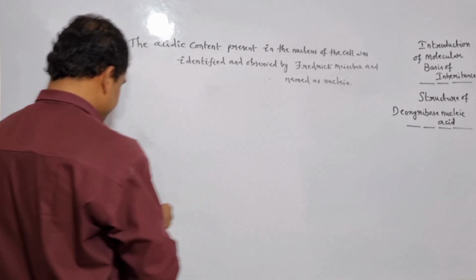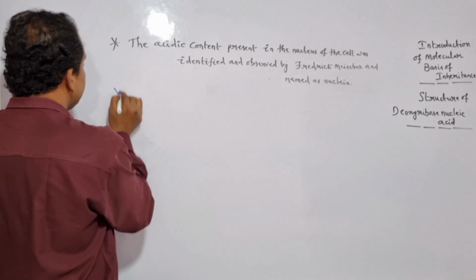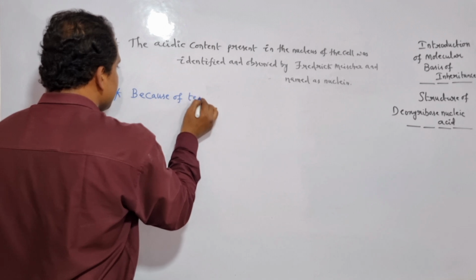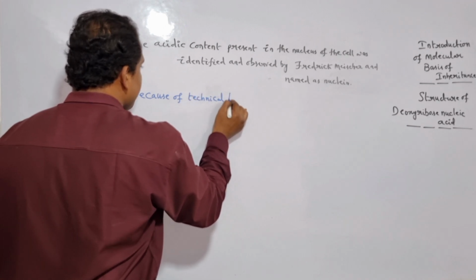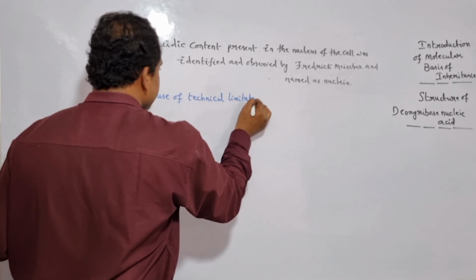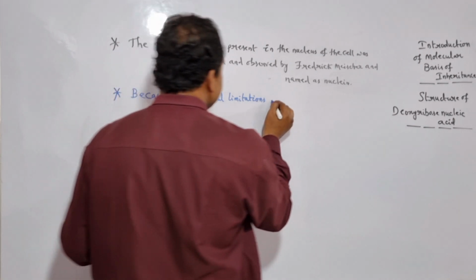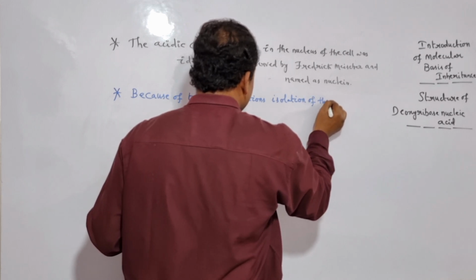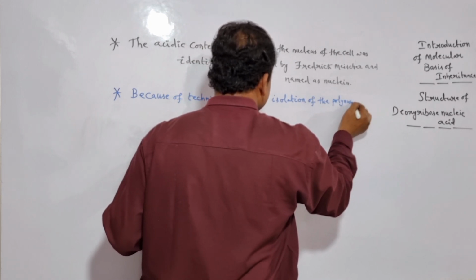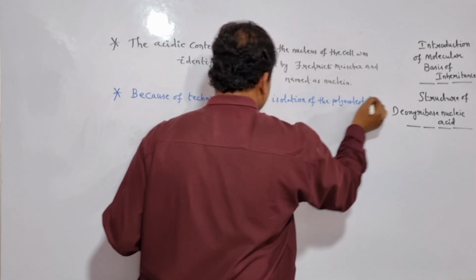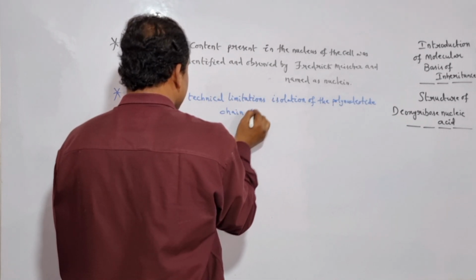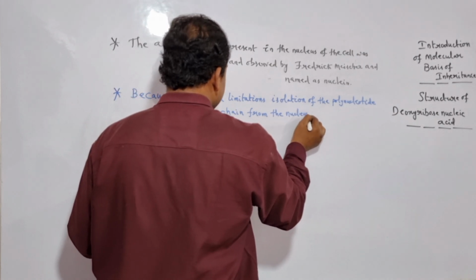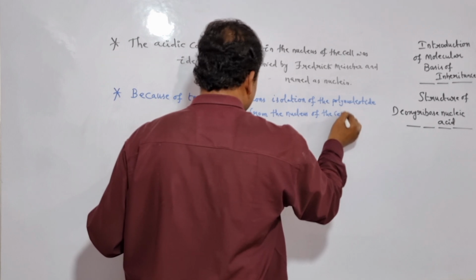So just let me write it here. Because of technical limitations, isolation of the polynucleotide chain from the nucleus of the cell did not take place.